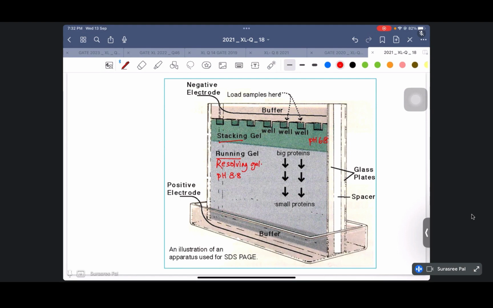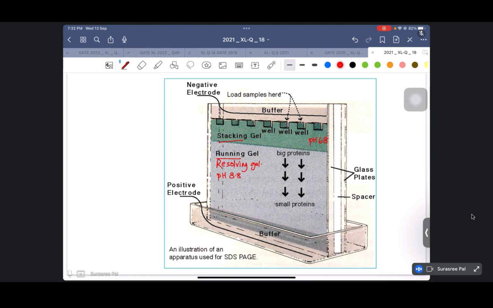Because anyway the proteins are going to be running through the whole gel. This difference is because in the stacking gel we want the proteins to be stacked in a particular line. It should form a line in the stacking gel. So how does it form a line? We use glycine for that. So in the stacking gel there is glycine.